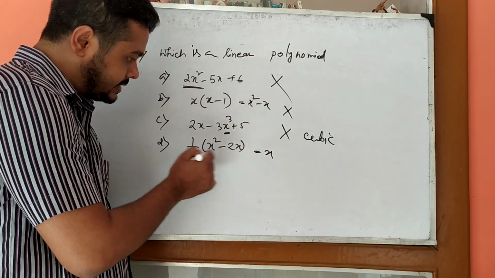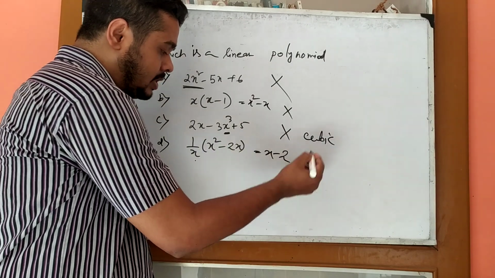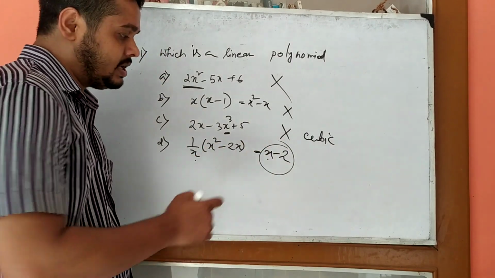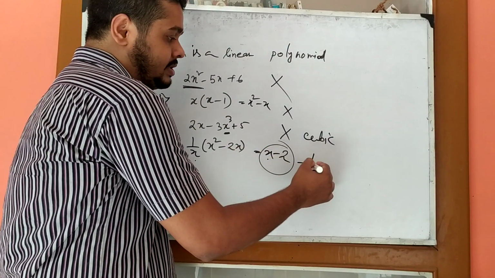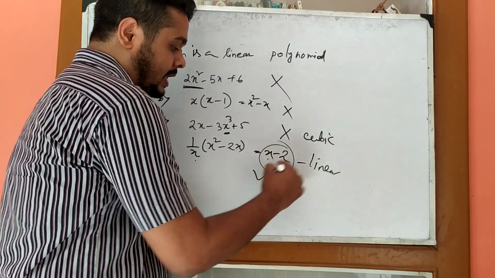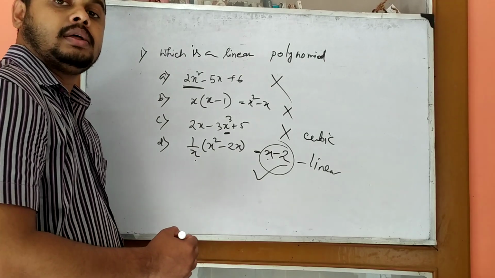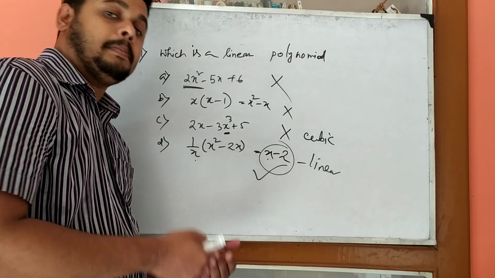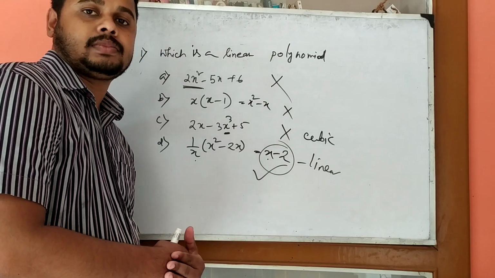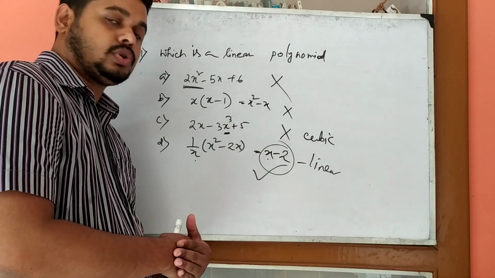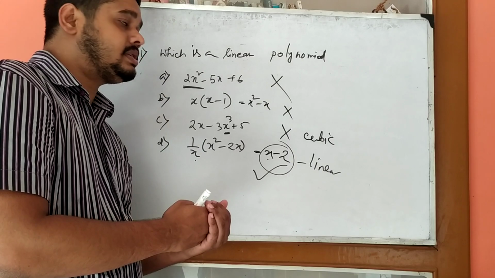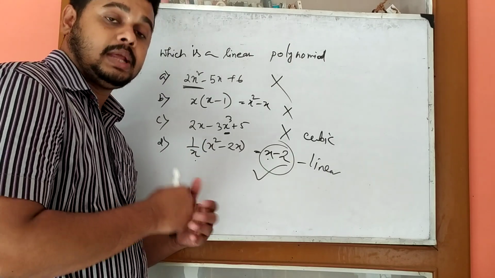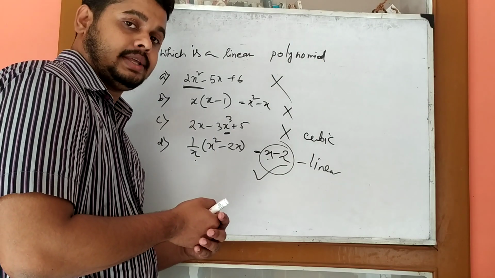Now this one: after multiplication, 1 by x into x square, x, and 1 by x into minus 2x, then x cancels, ultimately it becomes only minus 2. So hence the highest degree of the variable, that is x, is 1, so it's a linear polynomial, and this is our answer. So this type of question may come in your exam. So these are different types of polynomials depending upon the degree.